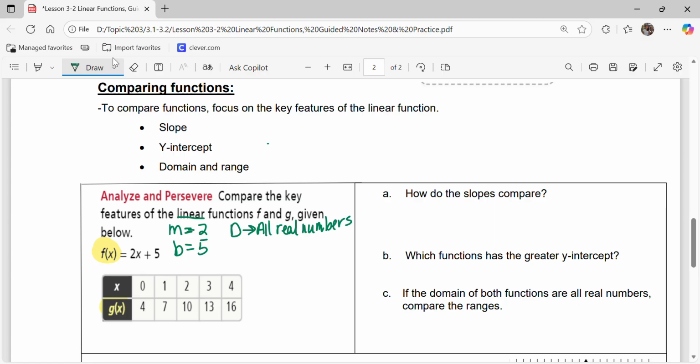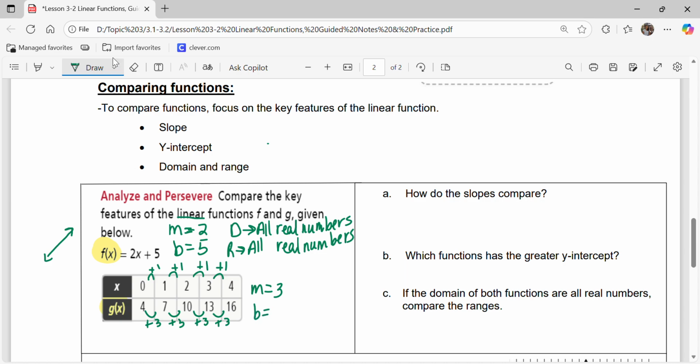If I were to graph this, this starts at 5 on the y, it goes up 1 to the right. So f of x would look like this. Since my arrows are going up forever and down forever, my range would also be all real numbers. Next, let's do the table. G of x. My slope here, this is going up by 1. My y's are going up by 3's. 3 divided by 1, my slope is 3.